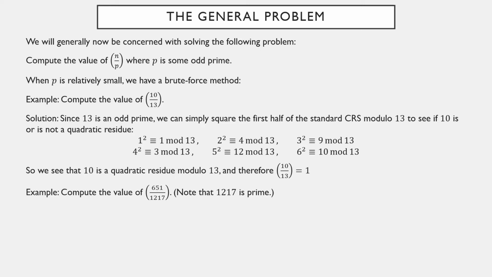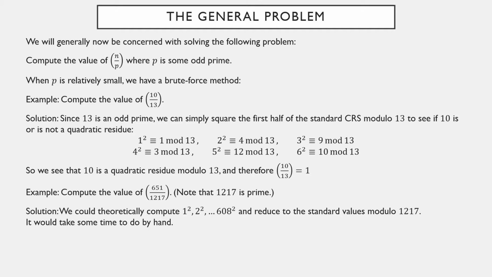Now, as another example, given that 1217 is prime, compute the value of the Legendre symbol 651 over 1217. In theory, we compute the squares of the first half of the complete residue system mod 1217 and check if 651 comes out or if it doesn't. Now you might get really lucky. A relatively small value might square to be 651, but you might get unlucky. It might be something like 598 squared is equivalent to 651. I'm just guessing. I don't know if that's true or not.